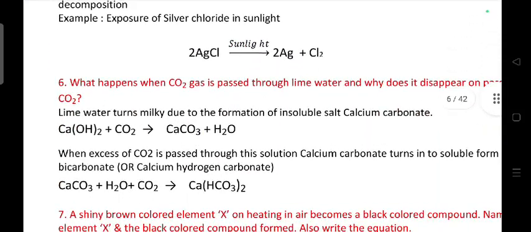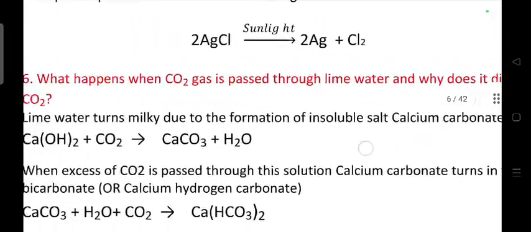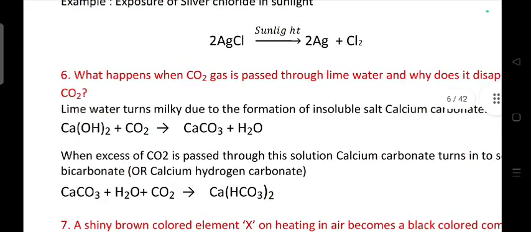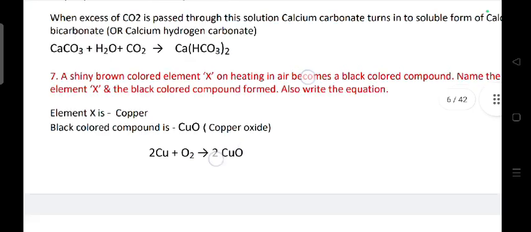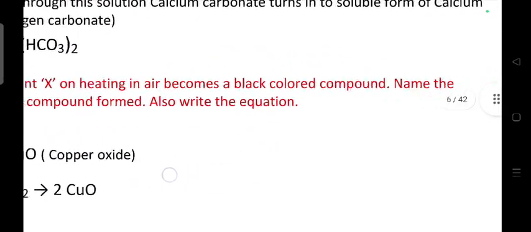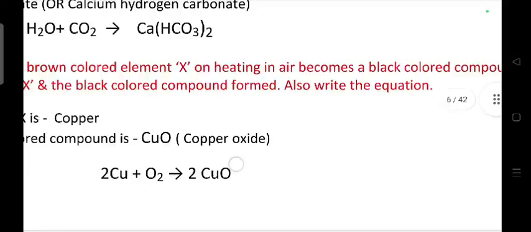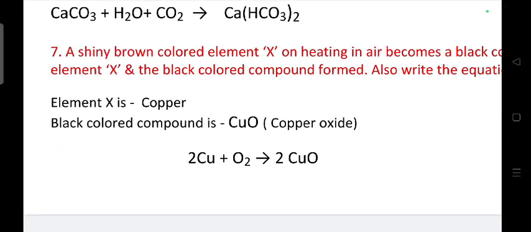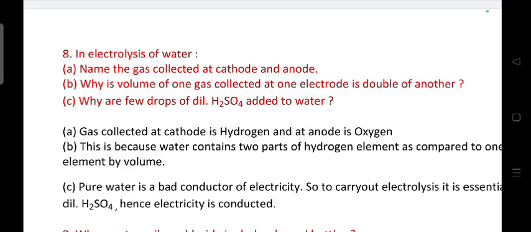So this is the answer. Next question, what happens when carbon dioxide gas is passed through lime water and why does it disappear on passing excess of carbon dioxide? Lime water turns milky due to the formation of insoluble calcium carbonate. So this is the answer with the reaction. Next question, a shiny brown colored element X on heating in air becomes a black colored compound. Name the element X and the black colored compound formed. Also write the equation. Element X is copper, the black colored compound is CuO, that is copper oxide. This is the reaction.